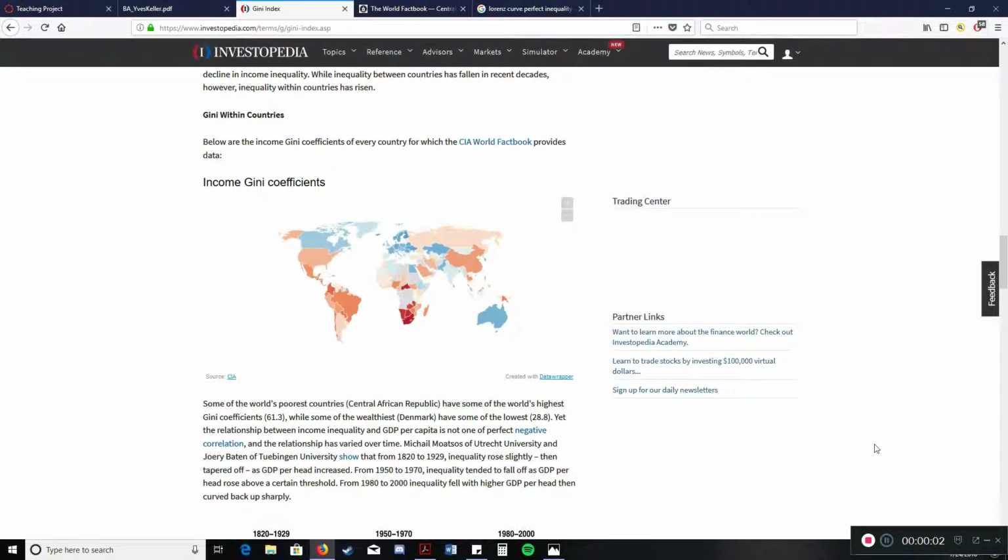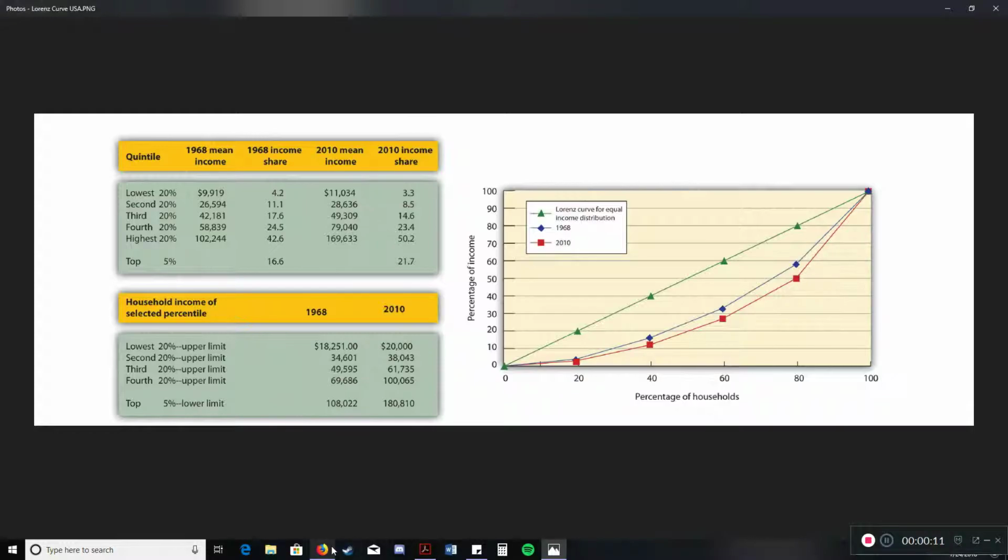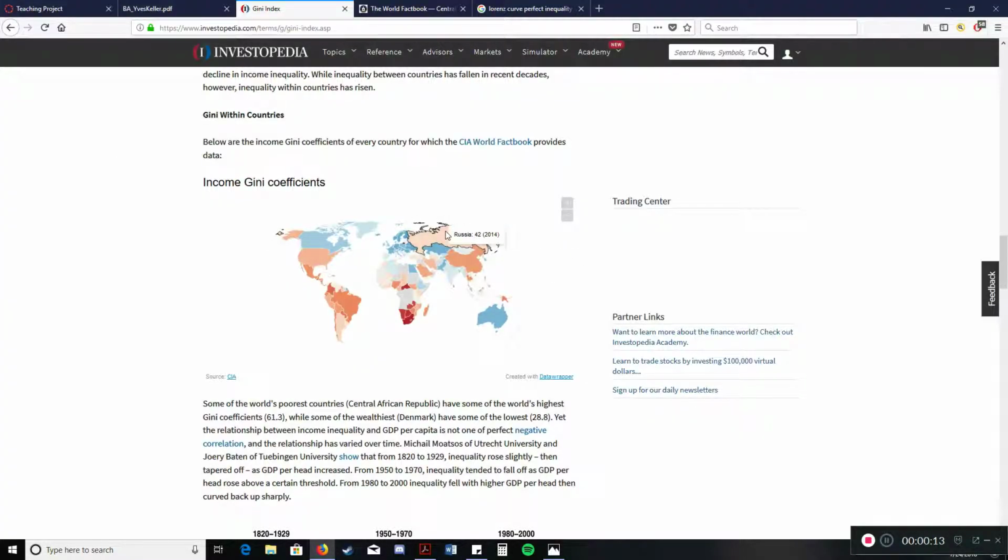And this is how the Lorenz curve and the Gini coefficient work. The Lorenz curve is a visual representation of income inequality in multiple countries, such as the US, and the Gini coefficient is used as a mathematical representation of this inequality.